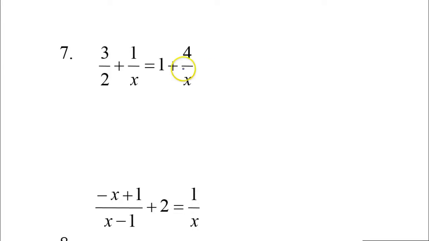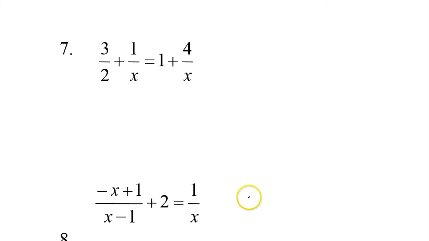Alright, in this video we will continue to solve rational equations such as these. I'm starting here with number 7 because this is part 2 of this video. I did problems 1 through 6 on the previous video, so if you haven't watched those yet, you should go back and find that video.